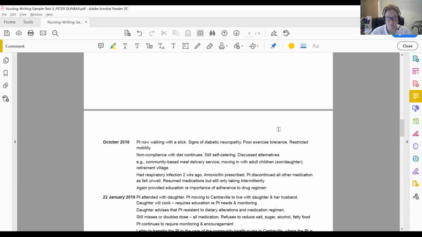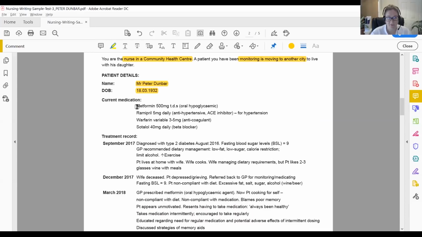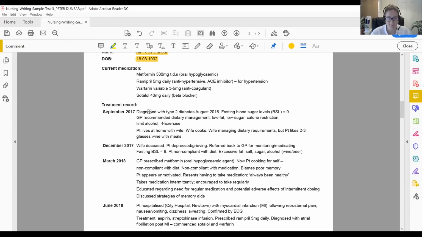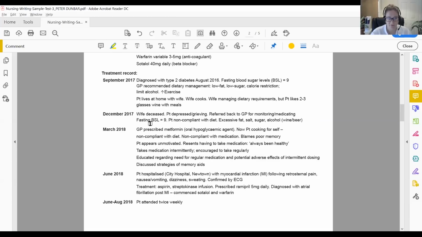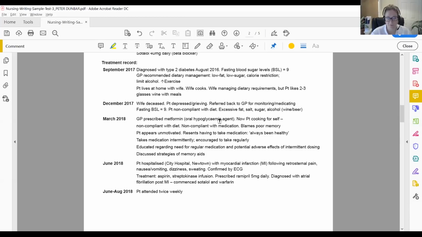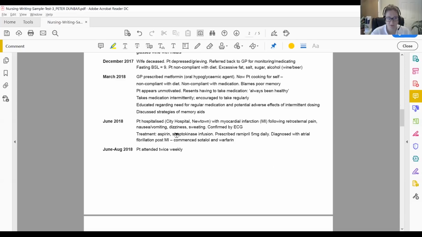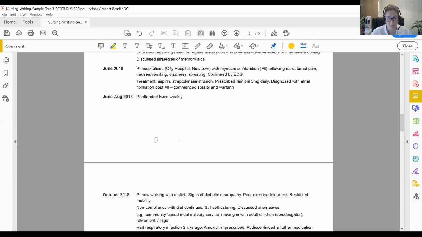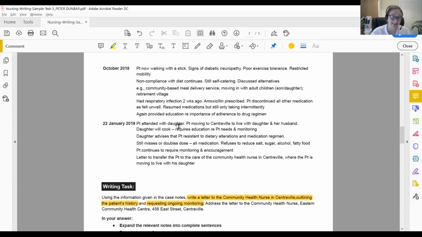So let's go to the top. So here we've got information about medication. Okay. And then we've got the treatment records. We have a quick glance at here. We've got diagnosis of diabetes. The wife died. Other bits and bobs. Hospitalized for myocardial infarction. Okay, so we've got quite a long history here.